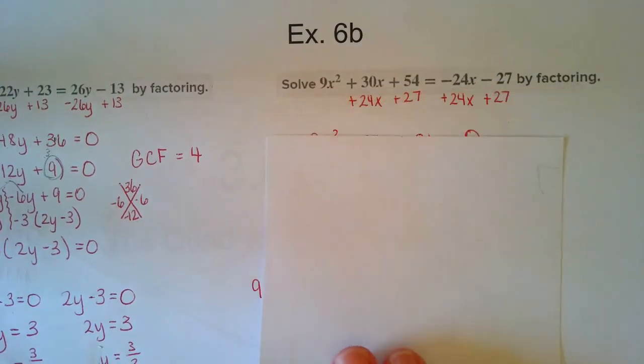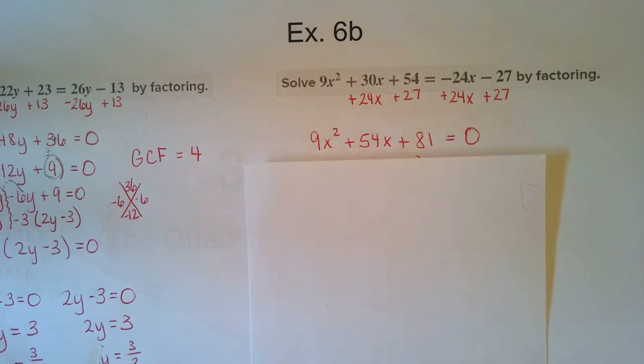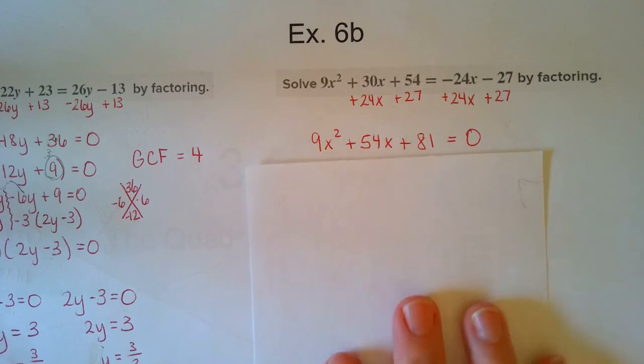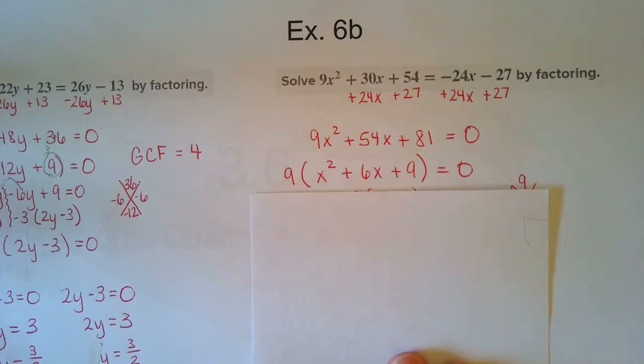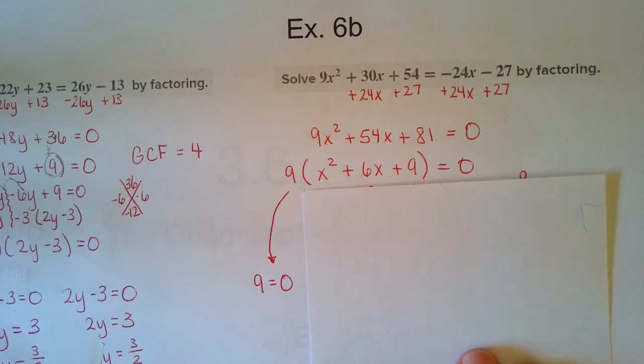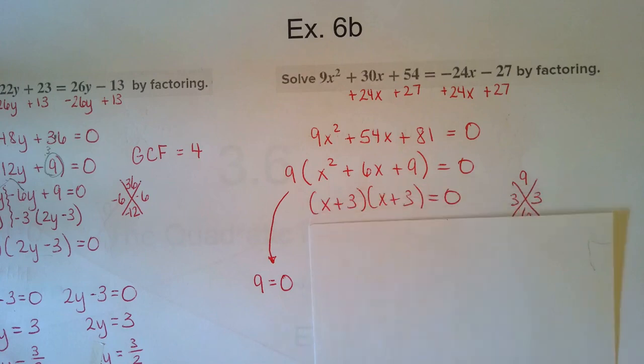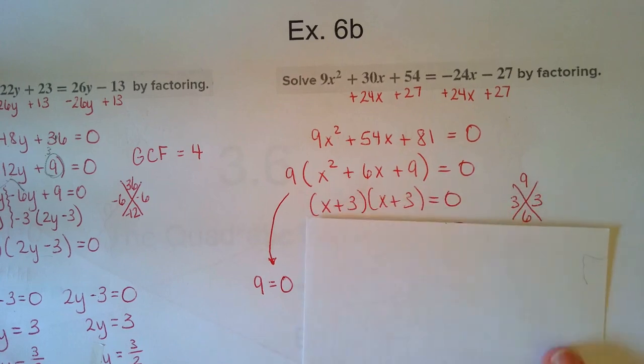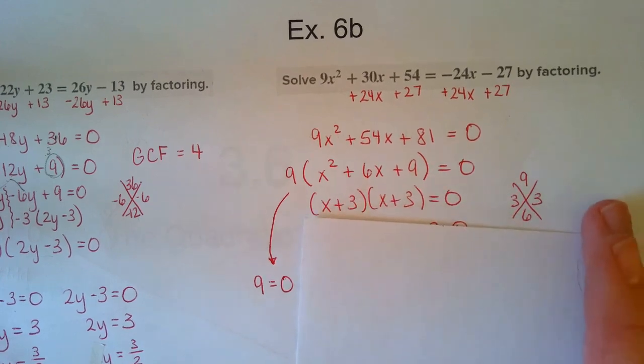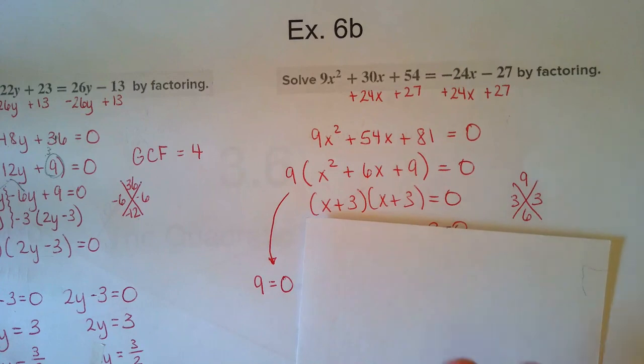On the next one, hopefully you moved everything over correctly and you got 9x squared plus 54x plus 81. Those numbers are kind of big, so that automatically tells me to look for a greatest common factor. So I took out a 9 and threw that guy down there at the end. Then I did my x and found that 9 is a perfect square, so I took the square roots of them to get 3 and 3 to add to 6.